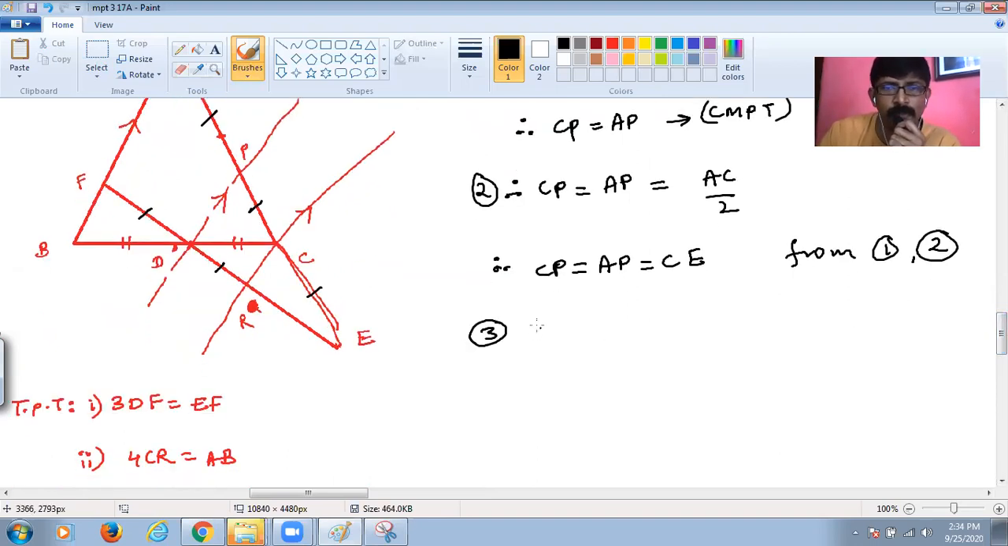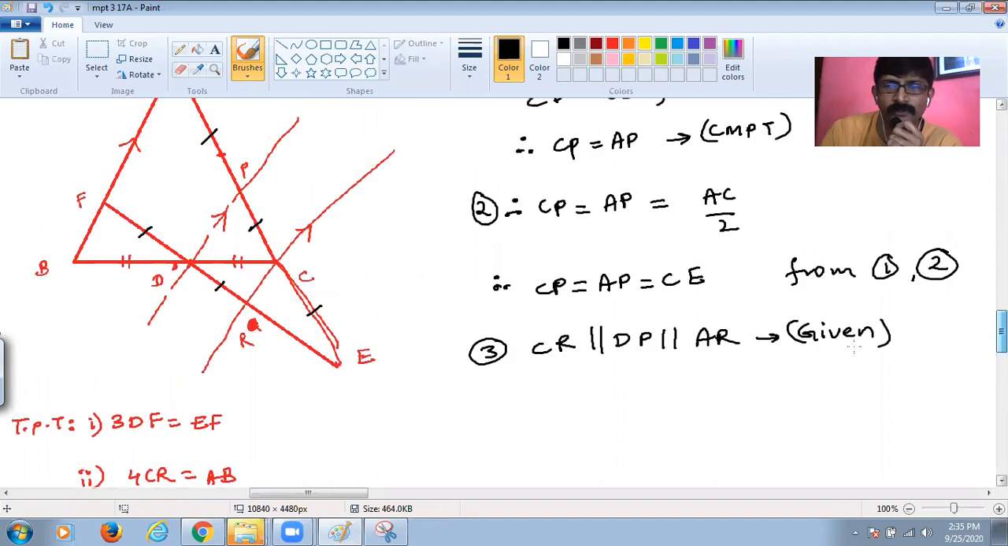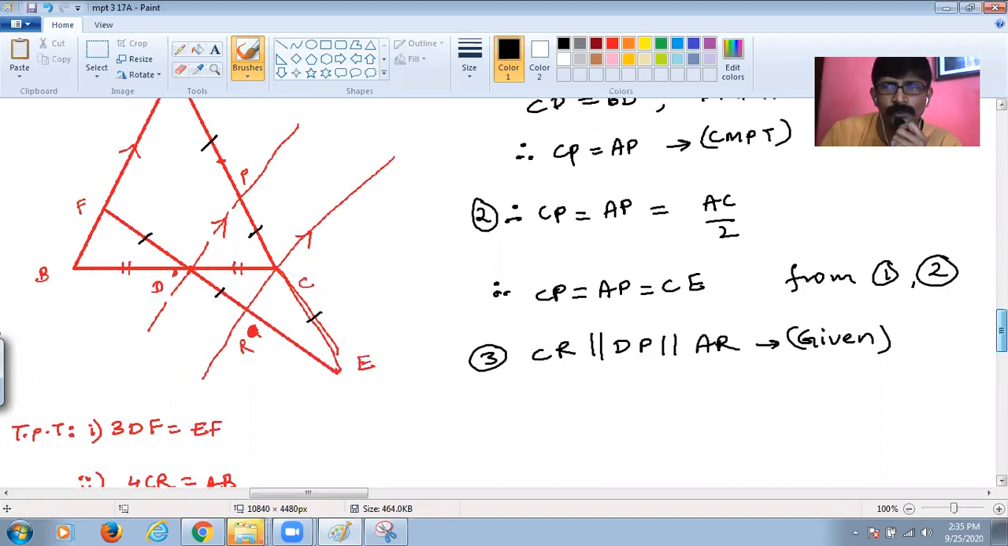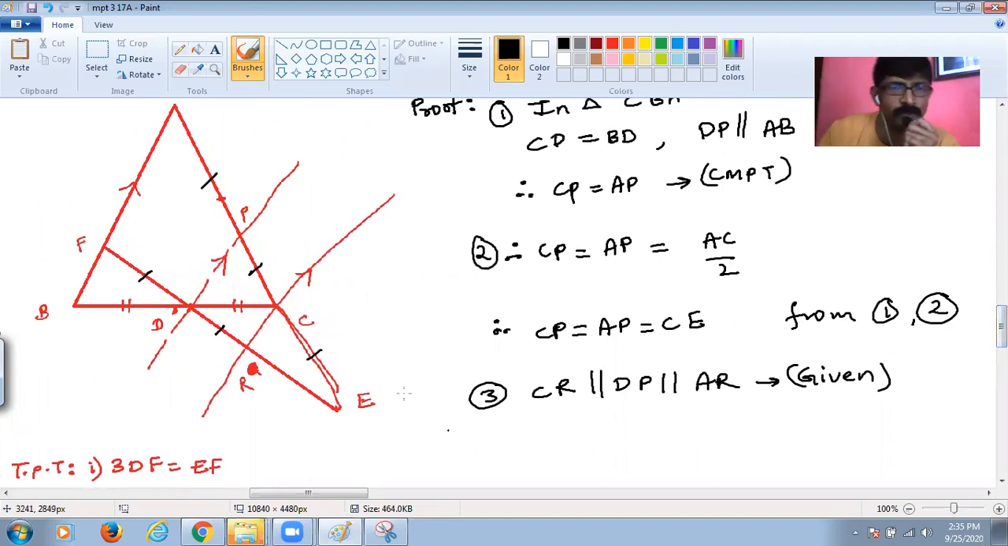Which three lines are parallel? CR is parallel to DP. It's parallel to AB. They all three are given parallel. It's given, isn't it? So students, understand, whenever you're writing geometry, you have to write the statement and next to it, immediately write down the reason why. Why are you thinking this way? Because it's given, because it's proven, because it's your logic or some theorem, something like that. You have to write it down.